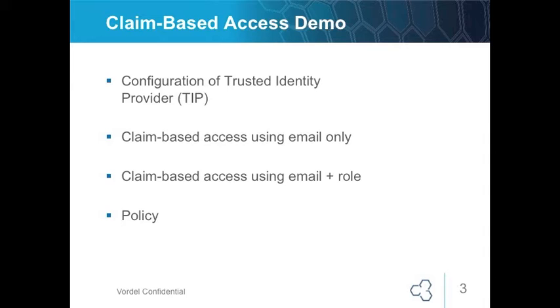In this demo, we'll show you how to configure the gateway as a trusted identity provider. Then we'll show you how to use email-only claim to access SharePoint. Next, we'll add a role-based claim. Finally, we'll show you how the policy works inside the gateway. With that, I'll hand it off to Josh Bregman to do the demo.